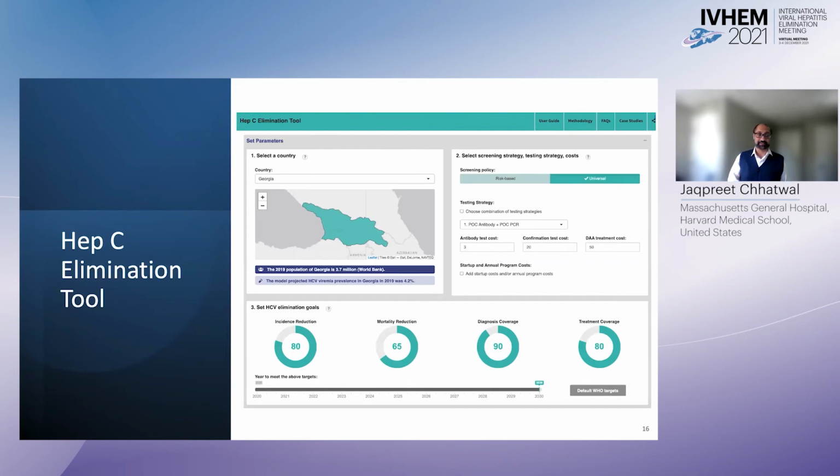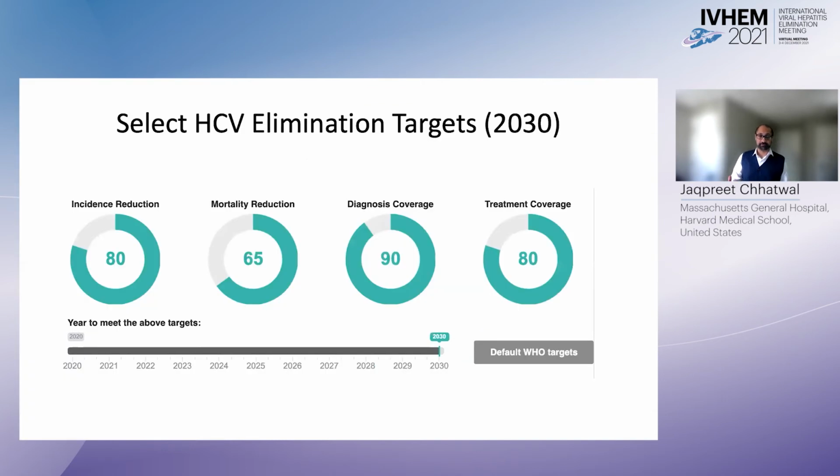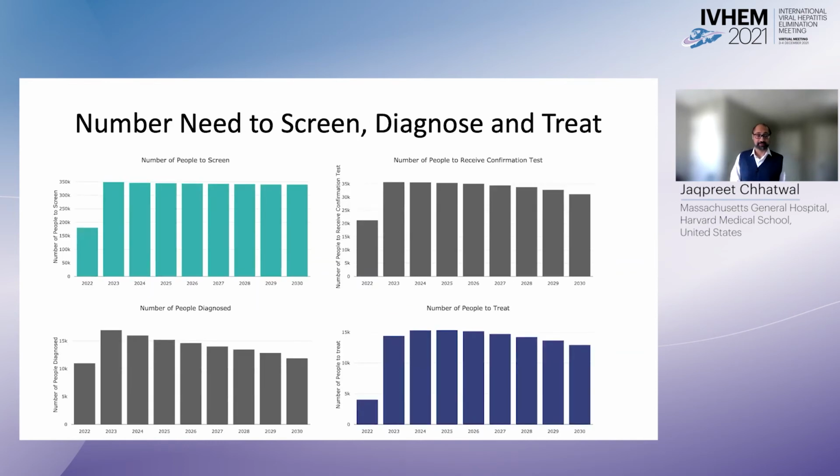The users can select the targets. For example, in this case, it's showing the default WHO target for hepatitis C elimination. Using that as an input, the mathematical model underlying that tool can inform the number needed to screen or diagnose or treat by calendar year to achieve hepatitis elimination in that country. As one can see, in this case, the scaling up of both screening and treatment would be required in Georgia to achieve Hep C elimination by 2030.